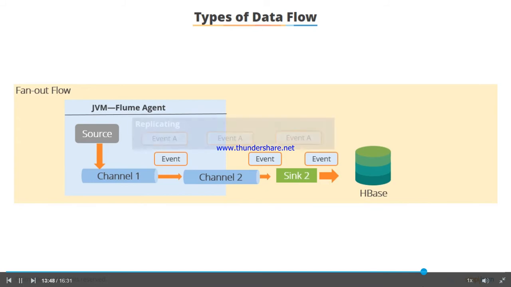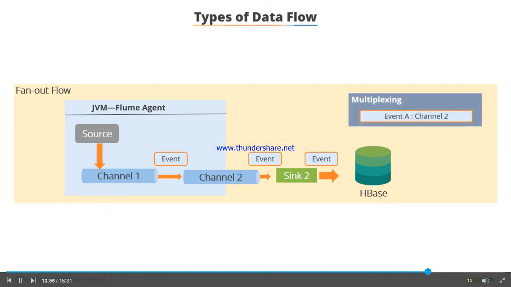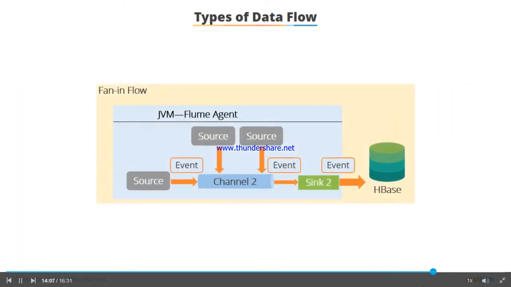Fan-out flow is of two types. Replicating. In this type of data flow, data is replicated in all the configured channels. Multiplexing. In this type of data flow, data is sent to a selected channel whose identity is mentioned in the header of the event. Fan-in flow. When data is transferred from many sources to one channel, it is called fan-in flow.